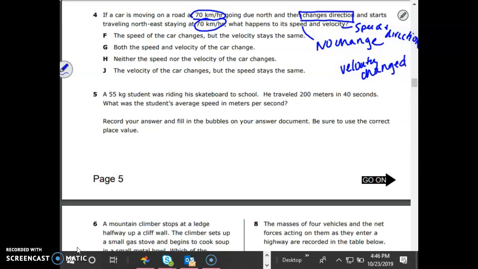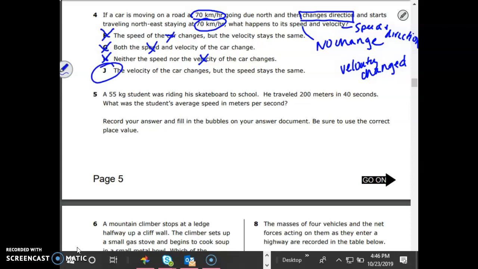So let's check it out. Letter F, the speed of the car changes. No, it did not. We don't even need to read further. That's not our answer. Both the speed and the velocity changed. No, the speed did not change. That is not our answer. Neither the speed nor the velocity changes. Nope, because the velocity changed since the direction changed. And letter J, the velocity of the car changes, but the speed stays the same.